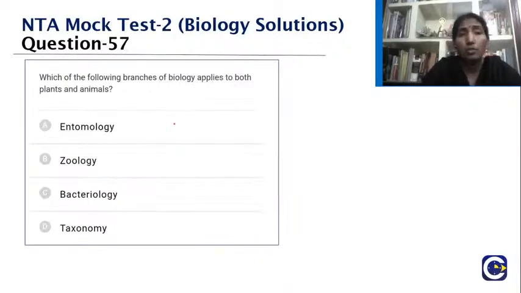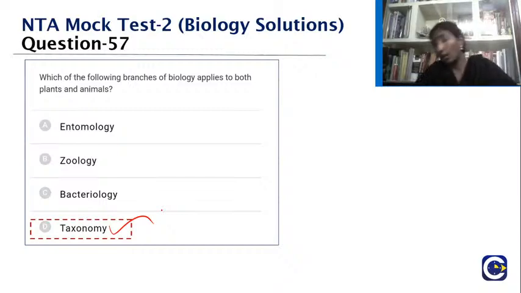Which of the following branches of biology applies to both plants and animals? Entomology, zoology, bacteriology, taxonomy. Entomology, logy means to study, I hope you all know. Entomology is the study of insects. Zoology is with the animals. Bacteriology is the study of the morphology and other things of the bacteria. Taxonomy is the one where we classify and name the living organisms. So it is applicable to both plants and animals. So taxonomy is the answer.